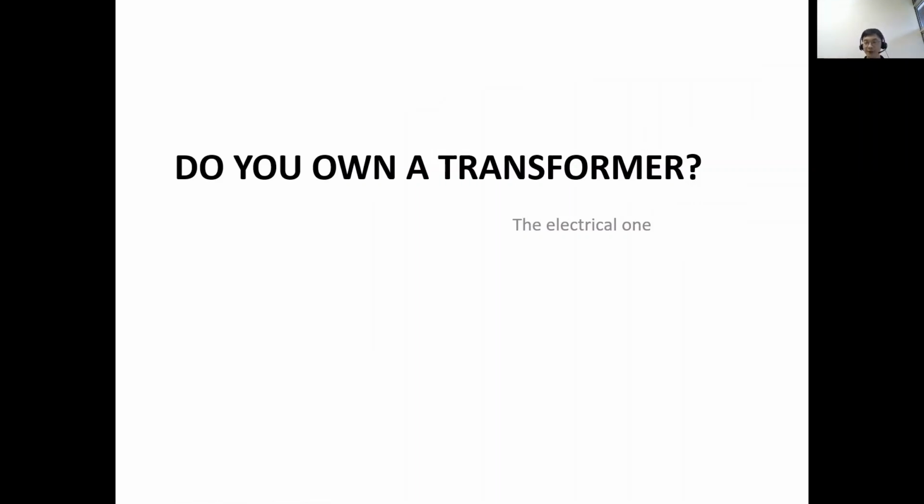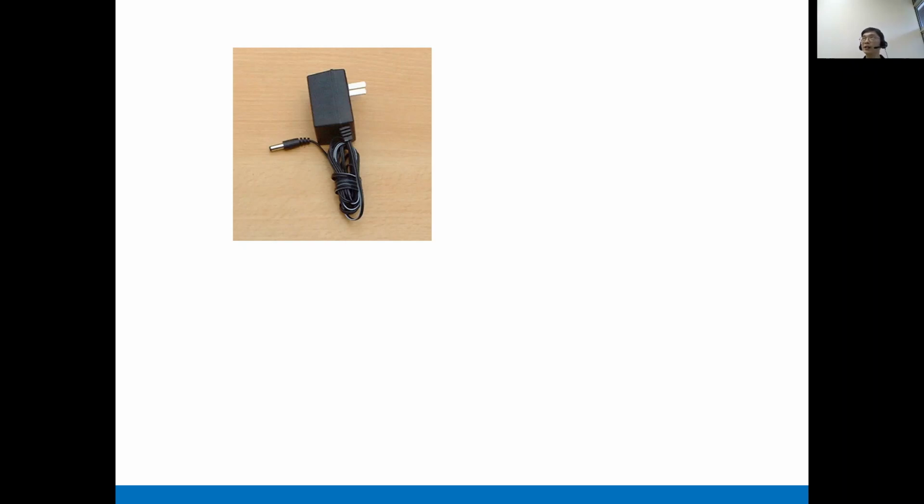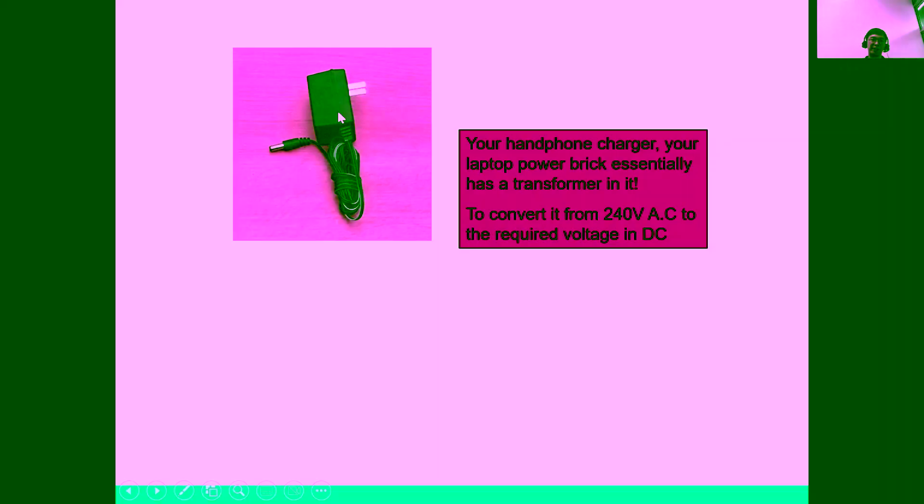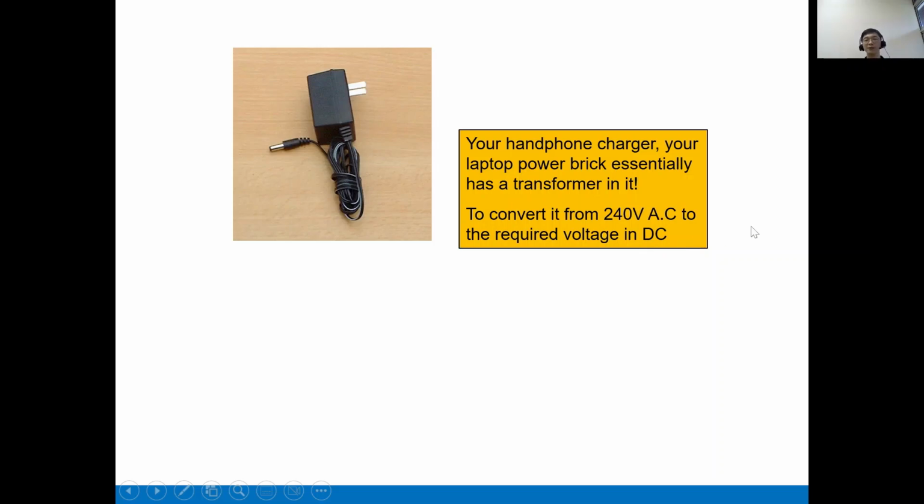Do you own a transformer? If you look at your laptop charger or your phone charger, that essentially consists of a transformer, because it's required to convert from 230 volts AC to a lower required voltage. So there is a transformer inside. And second, there will also be a full wave rectification circuit with smoothing to change it into DC.